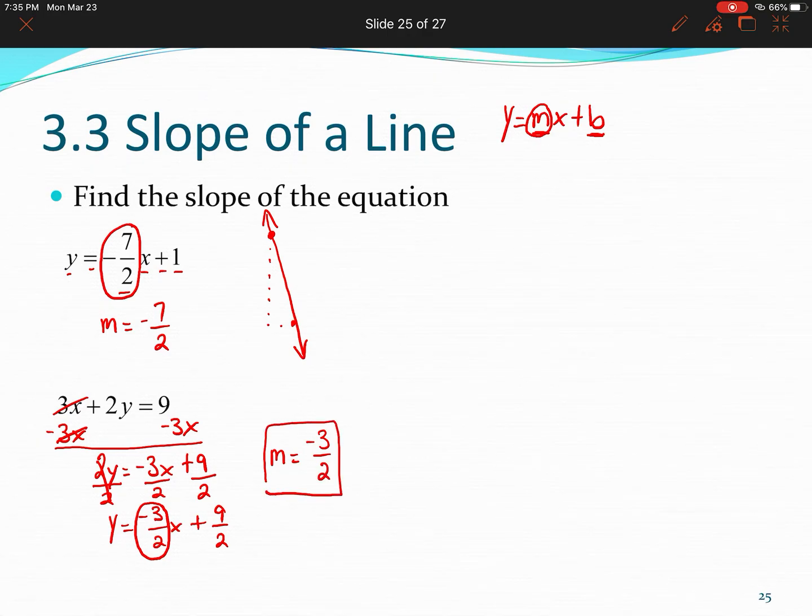The slope is negative 3 over 2. And so there is our slope for this line.